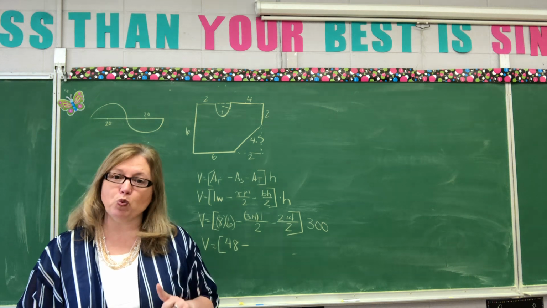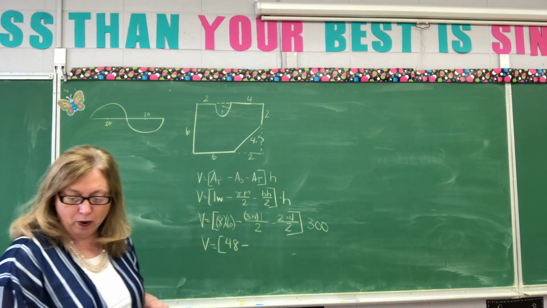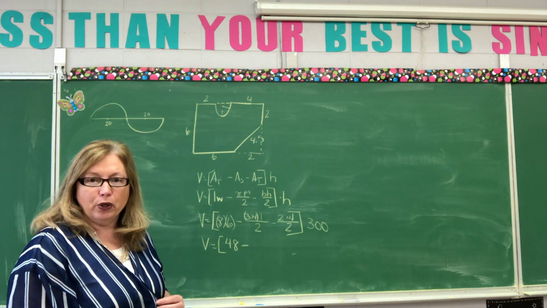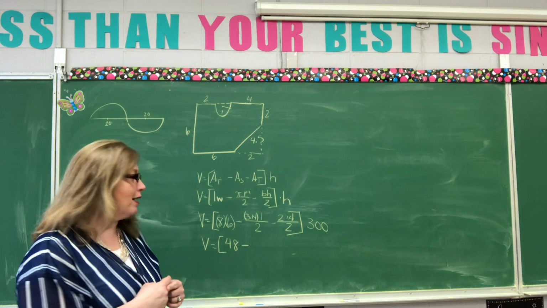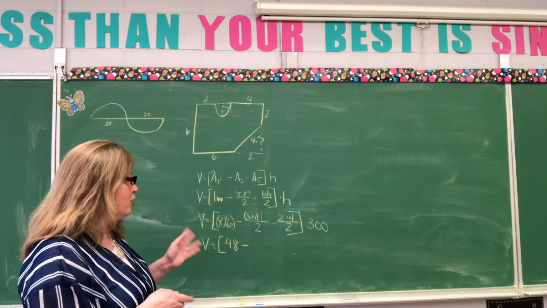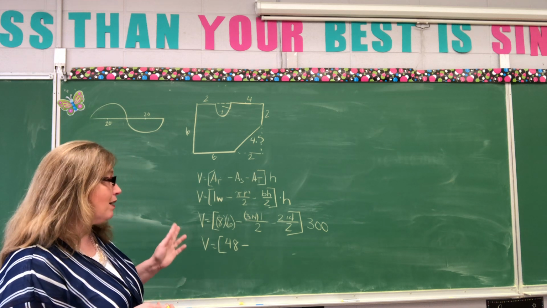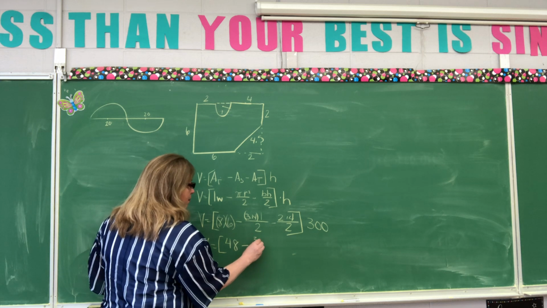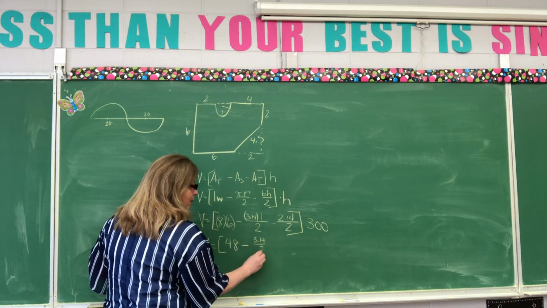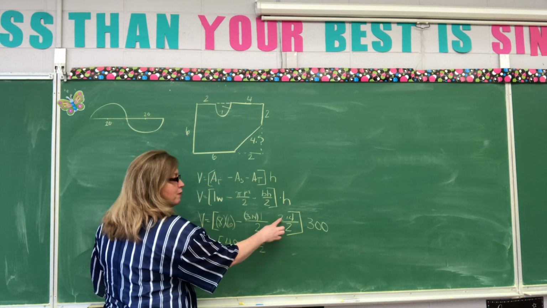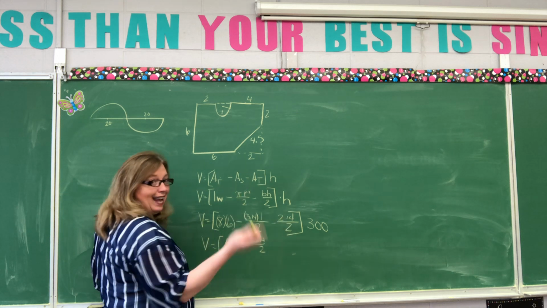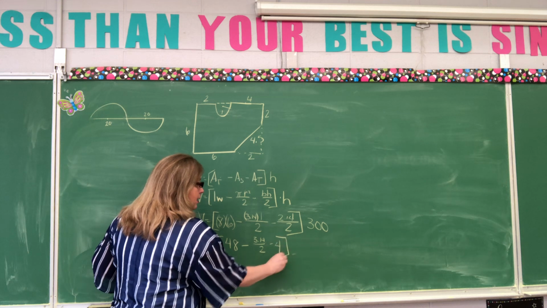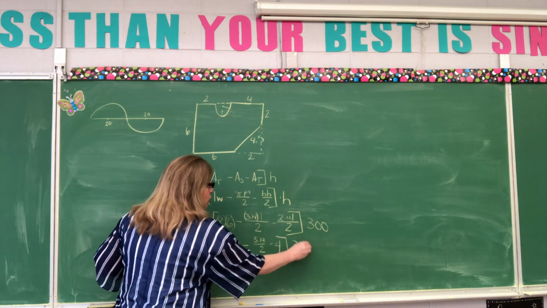3.14 times 1 is 3.14. Then we're going to say what? We're going to divide it by 2. It might have been a little easier to do this another way, but that's okay. We're going to say 3.14 divided by 2. Then over here we have 2 times 4 is 8. 8 divided by 2 is 4. Okay? And we still have our 300.